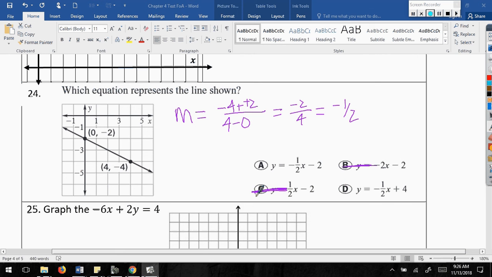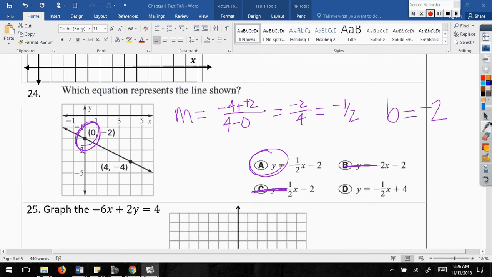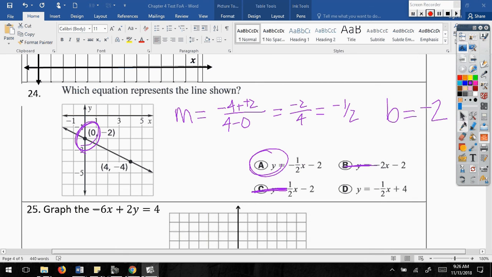And now if you look, the other thing I need is the y-intercept. Well, I can look at the graph and tell where it's crossing. B has got to be negative 2. Looking at these equations, A is the only one that satisfies both of those criteria, so A is the choice.